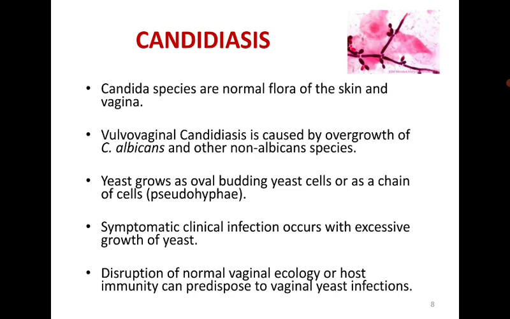Okay. What is candidiasis? Candida species are normal flora of the skin and the vagina. Vulvovaginal candidiasis is caused by overgrowth of Candida albicans, basically Candida albicans and other non-albicans species. Yeast grows as oval budding yeast cells or as a chain of cells, that is pseudohyphae. The symptomatic clinical infections occur with excessive growth of yeast. Disruption of normal vaginal ecology or host immunity can predispose to vaginal yeast infections.